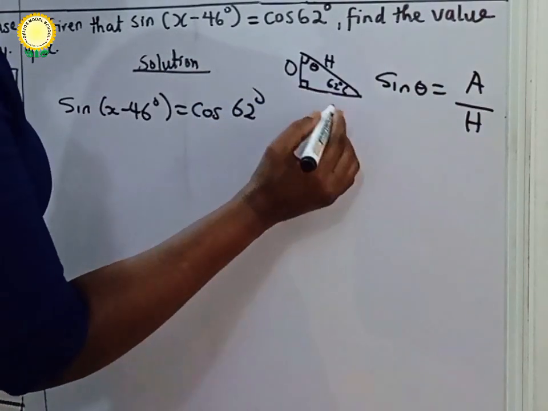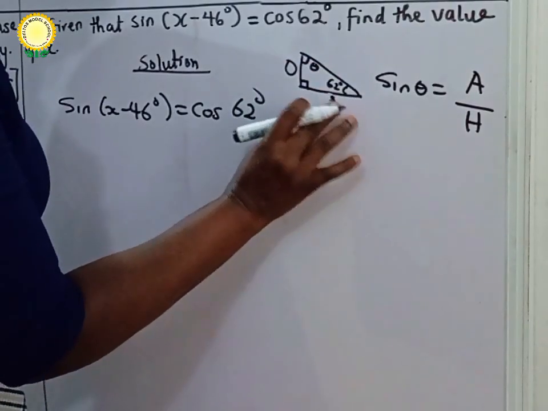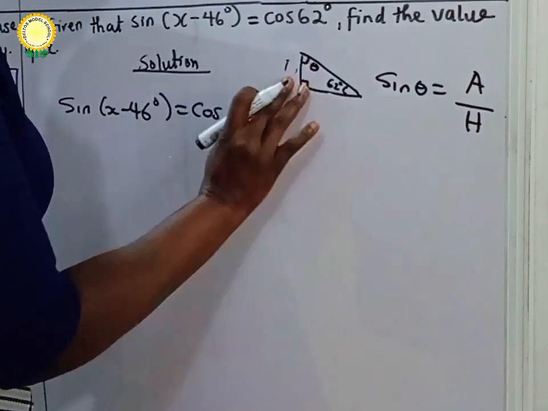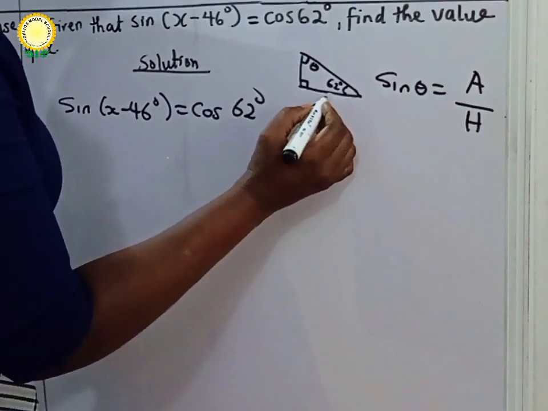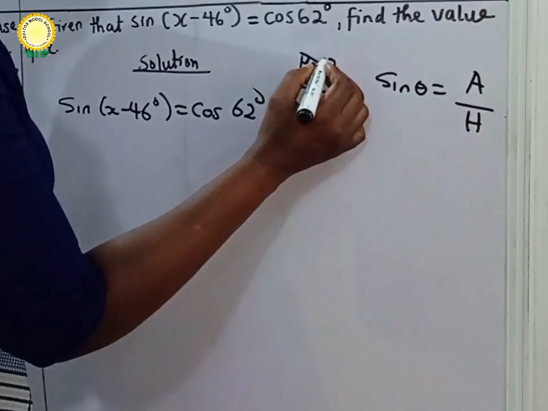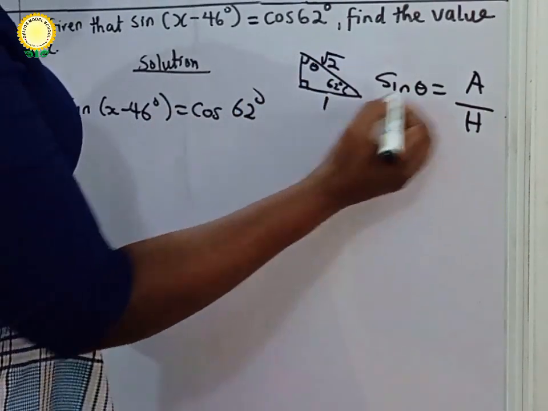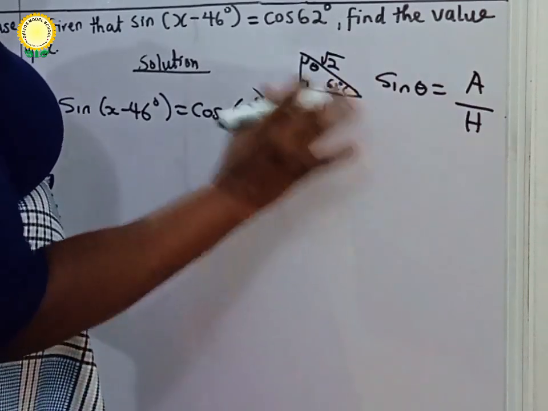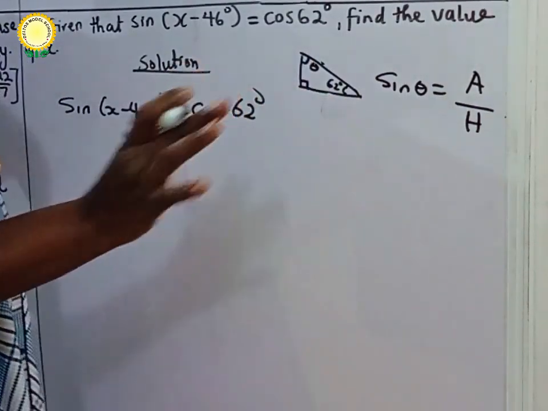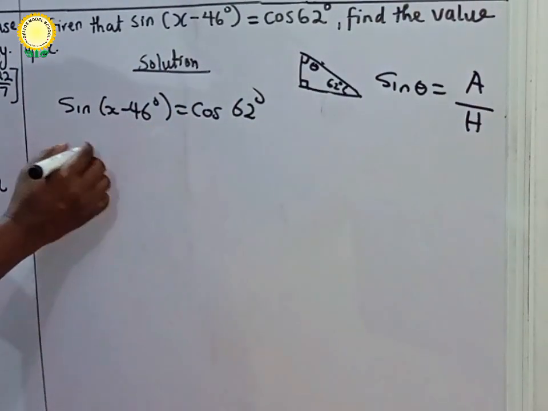Let's say there's a number here, and we have another number here. So let's say we have 1 here and root 2 there. So 1 over root 2, this is just an example. That is the point where the two are the same. So we have sine theta equals cos 62.